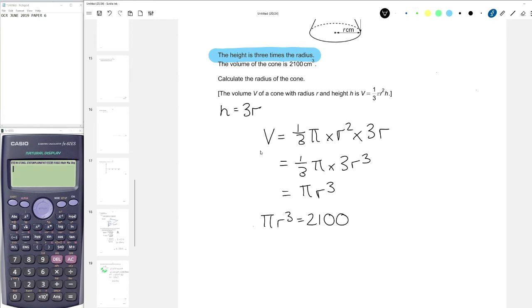Now, I'm going to have to divide by pi to get r cubed. Let's see what I'll get. 2,100 divided by pi, using shift to get pi. I will get 668.45. So r cubed would be 668.45. Then to find out r, I need to cube root it. So I'll press shift, and don't forget to use your full answer. My answer then would be 8.74359. So I'm just going to put 8.74. So my answer would be 8.74.